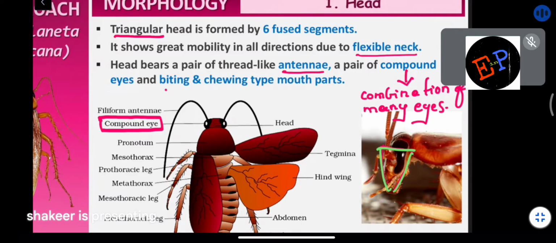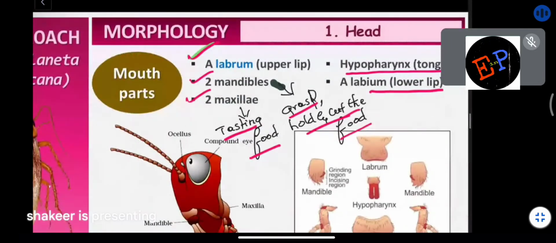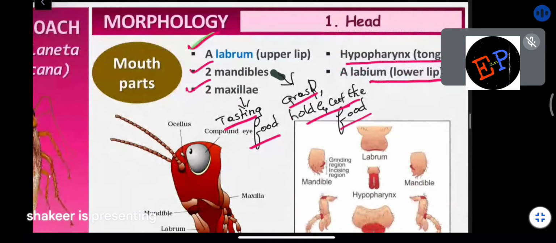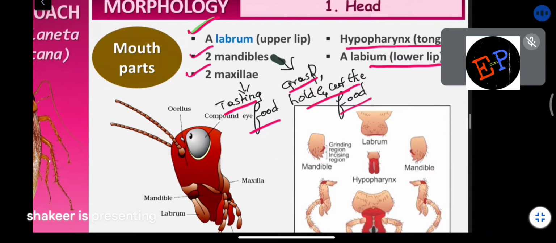And biting and chewing type of mouth parts. So what is meant by biting and chewing type of mouth parts? We will study here. So see here now. Basically, the head is made up of how many parts? Labrum, which is called an upper lip. Two mandibles. Mandibles are responsible for grasping, holding and cutting the food. Here in the figure you can see this region, this is called a mandible.